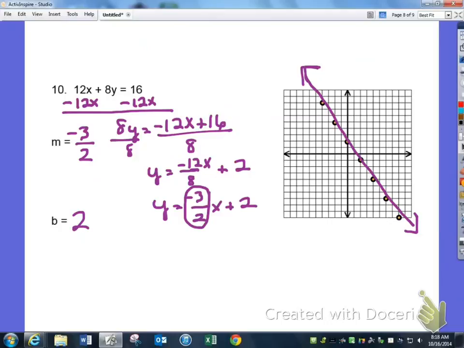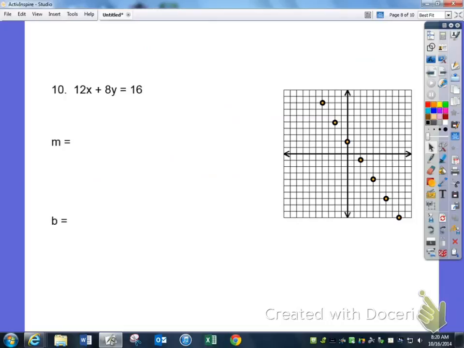Let's look at the next one. Well, never mind, there isn't a next one. So that's it. Tomorrow we're going to be working on the assignment over this. Make sure you keep these notes. Remember to graph, solve for y, get it into y equals mx plus b, find your slope, y-intercept, begin with the y-intercept, and move according to the slope.